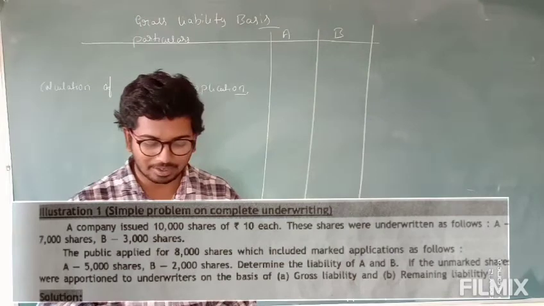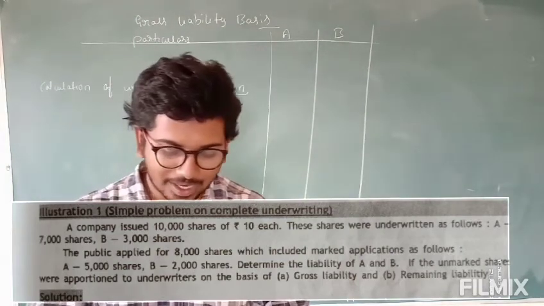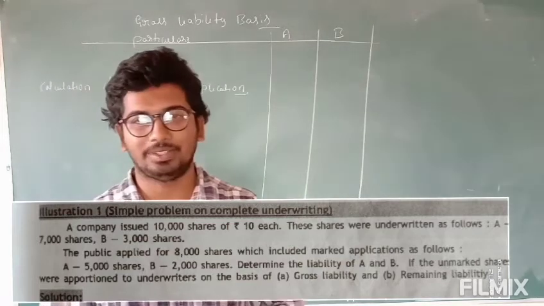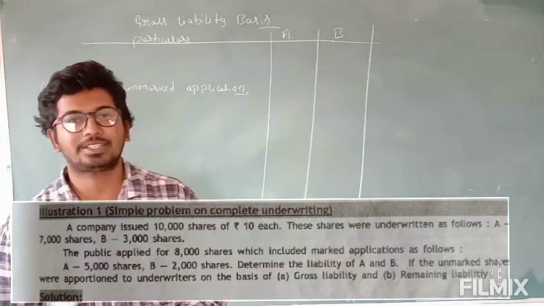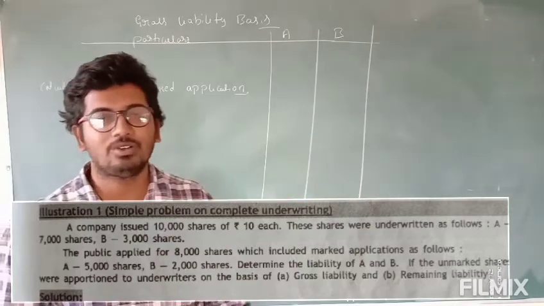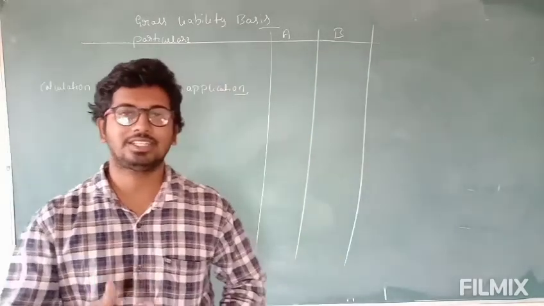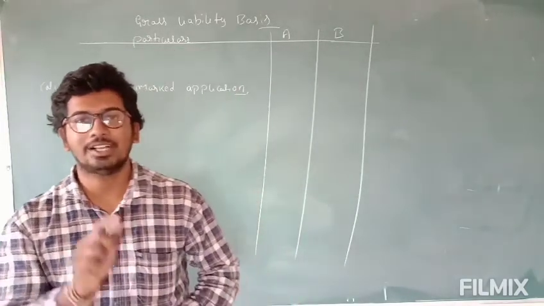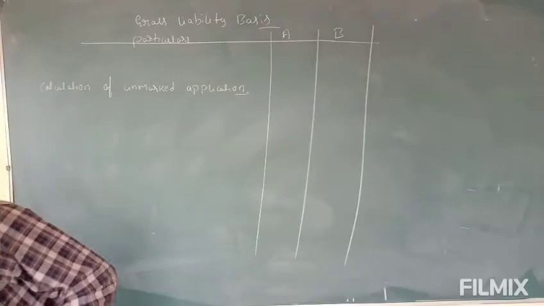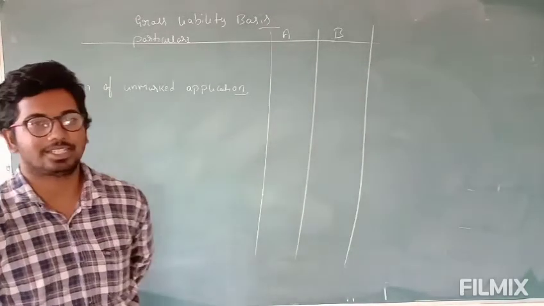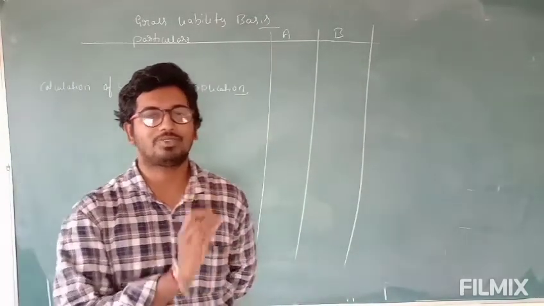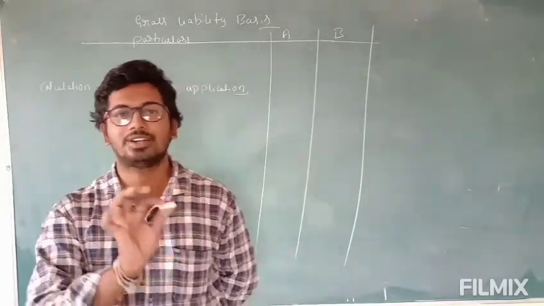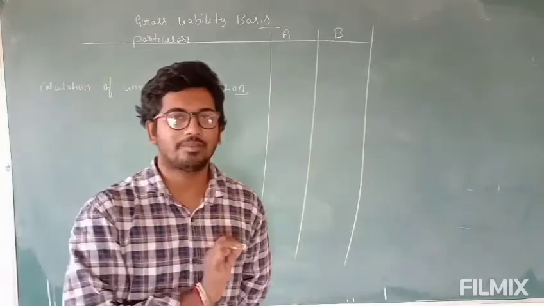So determine the liability of A and B, if unmarked shares are apportioned among underwriters on the basis of gross liability and remaining liability. So we'll see. On the gross liability basis, we have to follow the same usual format. The remaining liability basis has a little change, but in most cases the question arises from the gross liability basis. First step, from the question we need to find out unmarked applications. So what is the formula? Total subscription or applications received from the public minus marked applications.